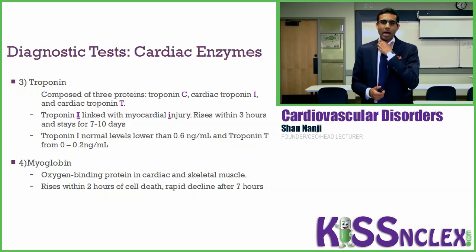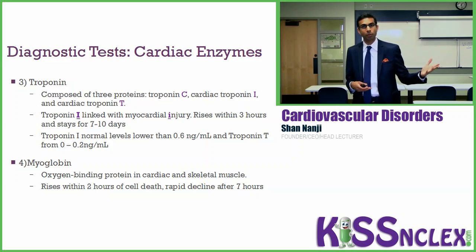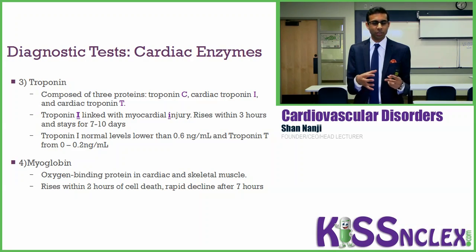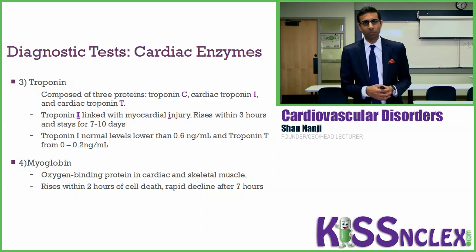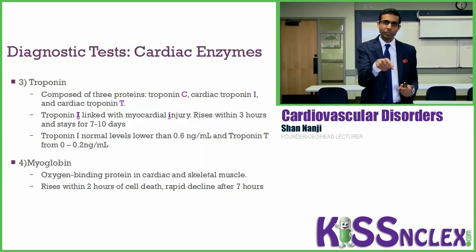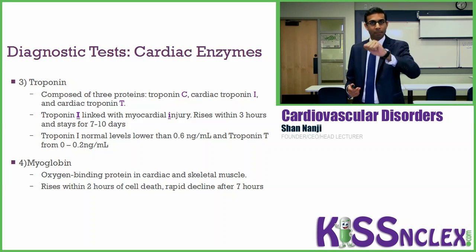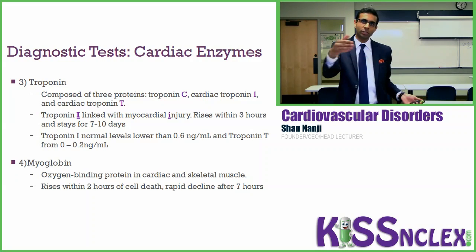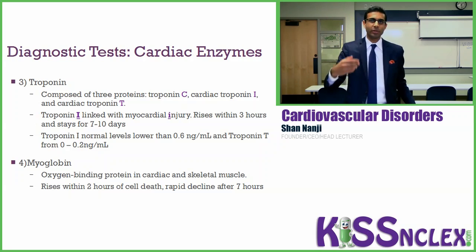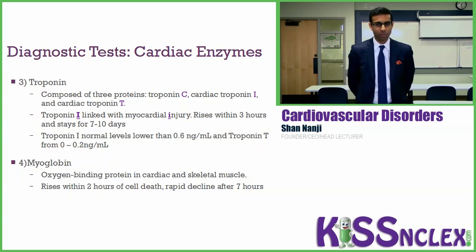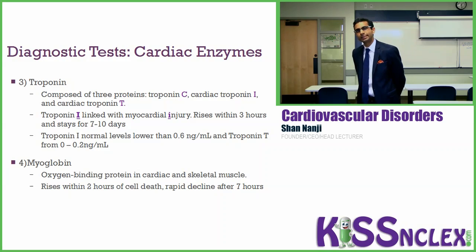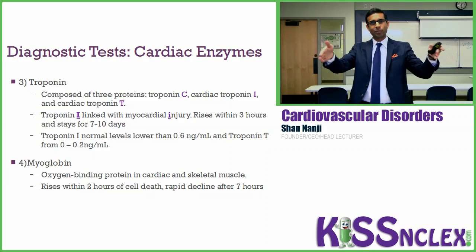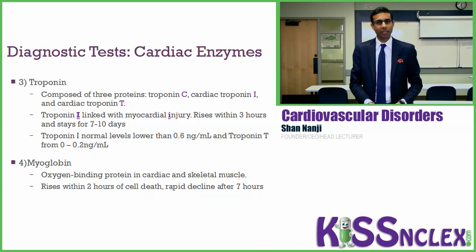Now myoglobin, this is an oxygen-binding protein, right? We learned this probably when you guys talked about hematology. All right, this myoglobin is an oxygen-binding protein that's in cardiac and skeletal muscle. Now, this will rise within 2 hours. You have CKMB within hours, and now you have myoglobin within 2 hours of cell death. So when that MI starts and the necrosis starts, within 2 hours, you're going to see an increase in myoglobin on your lab values. The thing about myoglobin is that it will decline after 7 hours. So you have from 2 to 7 hours. You have a 5-hour window when this myoglobin level will be elevated.